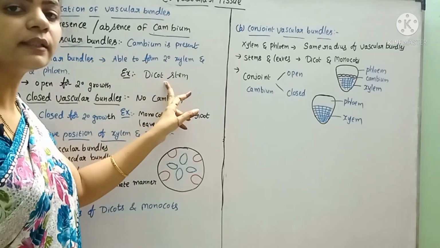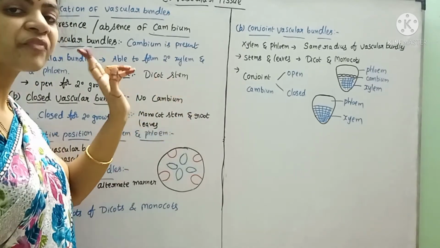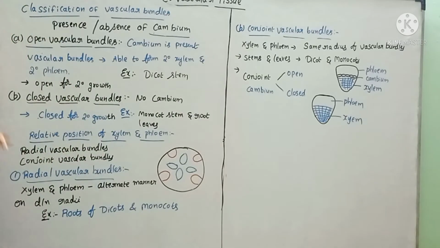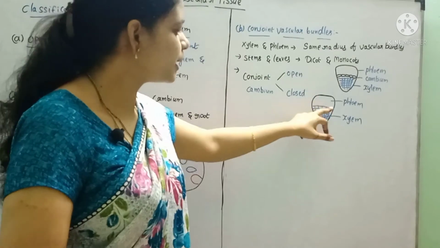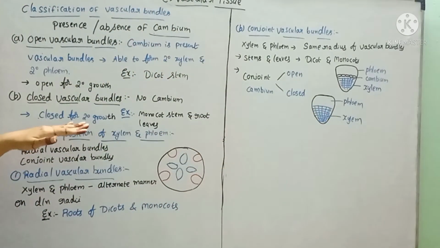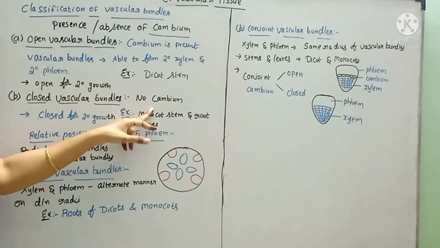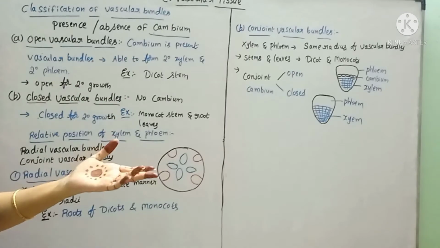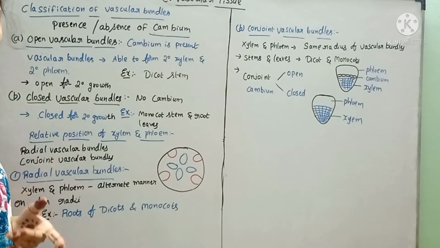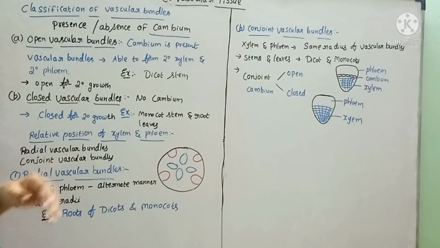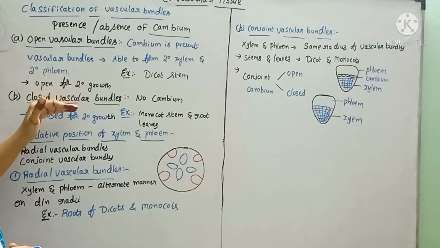This condition is seen in the dicot stems, where these open vascular bundles are seen. And in closed vascular bundles, there is no cambium. So see here, between the phloem and xylem, the cambium is absent, and because of the absence of the cambium, no secondary growth occurs. So secondary growth means what? There is no secondary xylem and secondary phloem development in plants containing closed vascular bundles.